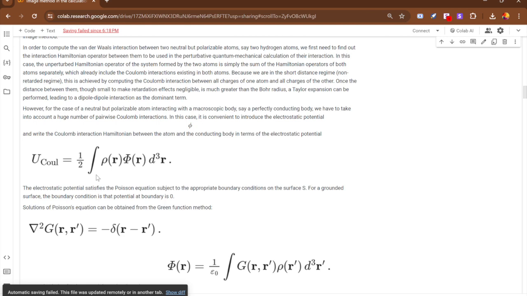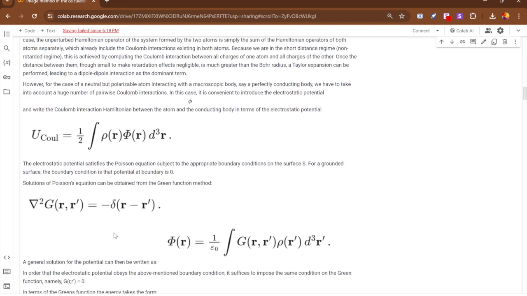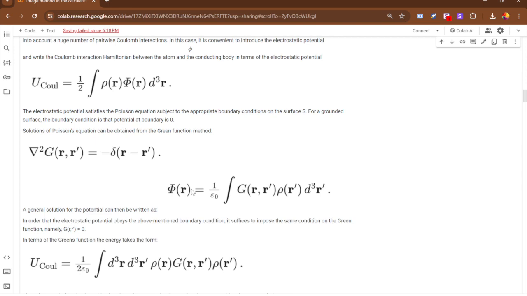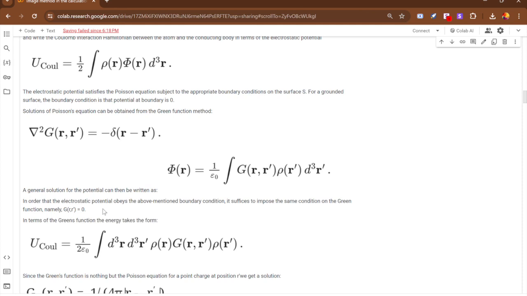So we are going to ground this perfectly conducting body, and this means that the boundary condition becomes that the potential at the boundary is 0. Now solutions to the Poisson equation can be obtained from the Green function method. In Green's function we have the equation del square G is equal to minus delta of r minus r dash, and we use this to find the potential. So phi is equal to 1 by epsilon naught integral of G into rho, again over the volume. A general solution for the potential can be written as this expression.